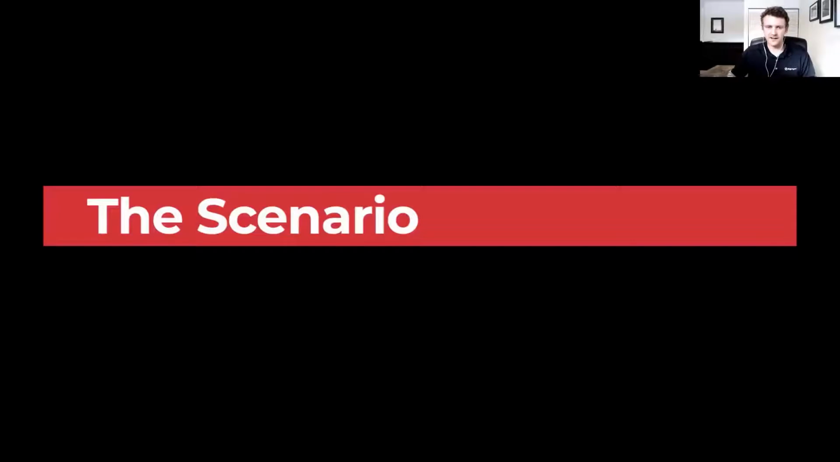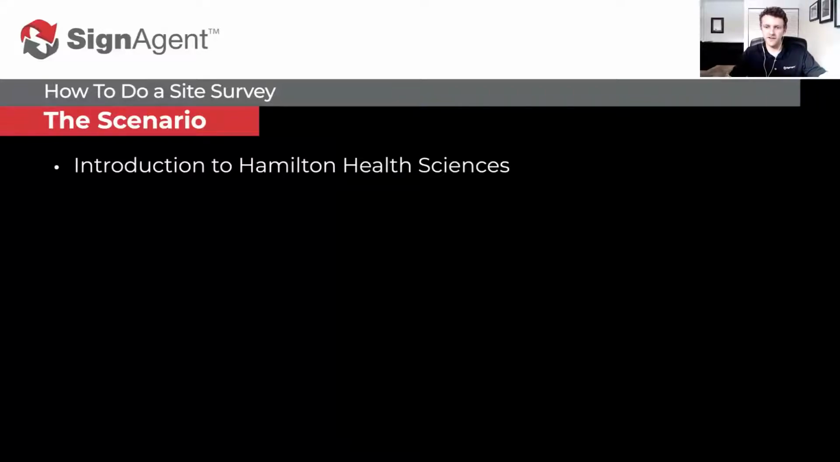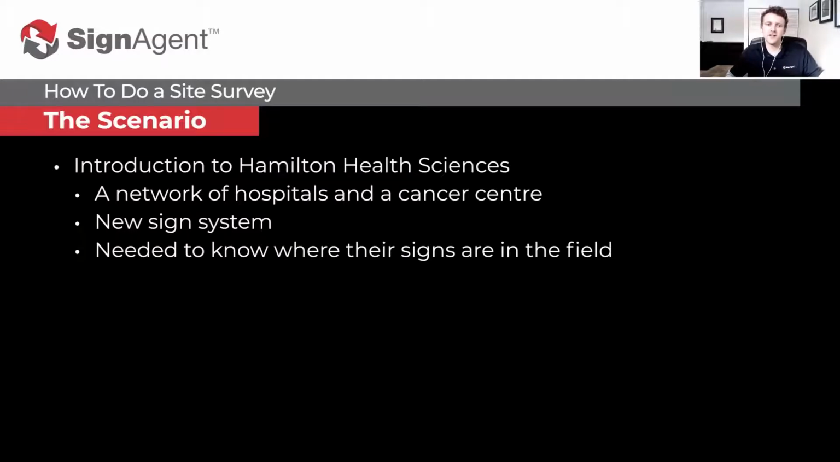All right, so let's get into the scenario. A little bit more of an introduction to Hamilton Health Sciences. They're a hospital network of 7 hospitals and a cancer center serving right here, Hamilton, Ontario, Canada. They recently switched to a new sign system at the hospitals, and they needed pictures in SignAgent to verify what's out there. So this is quite common.